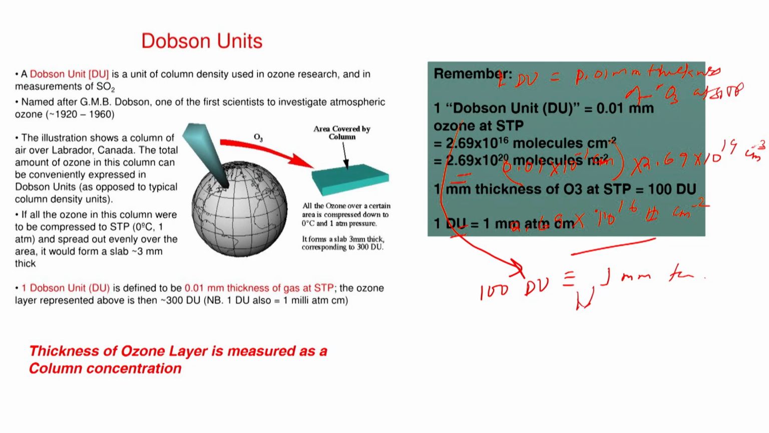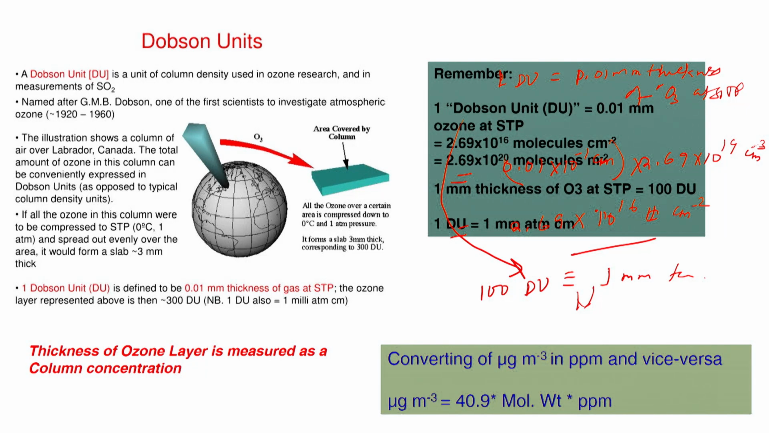Some of the objective questions are asked on this. 1 Dobson unit is also equivalent to 1 milli atmospheric centimeter. This also you have to remember, because you have to put the pressure in the calculation on this one.